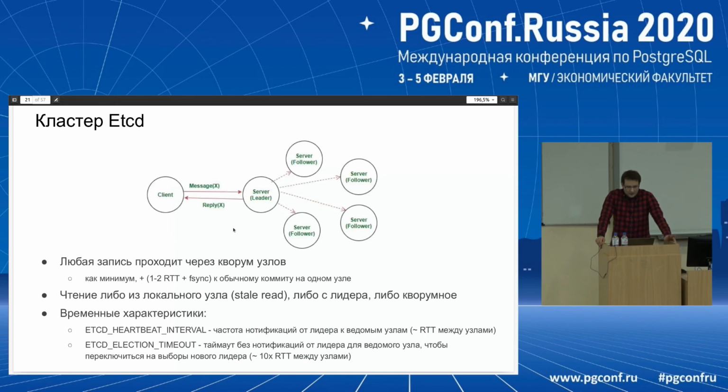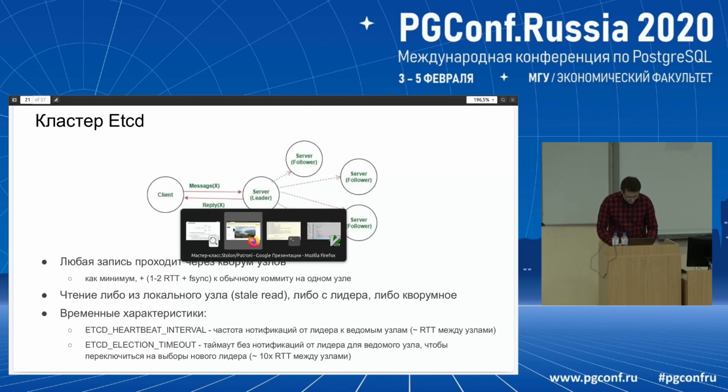So we have this delay of 1 or 2 RTTs and at least 1 sync. Reads can be served directly from a follower or from the leader, but it's even better if they go through a quorum, which goes through the current leader. And you can see a couple of other characteristics at the bottom of the page, but we will talk about it later in detail.